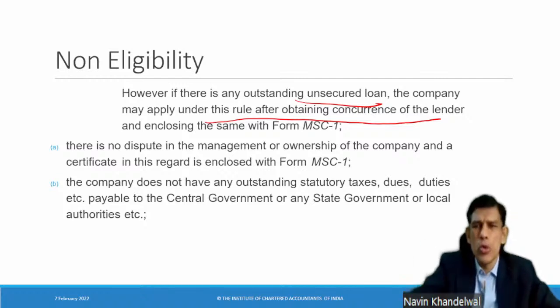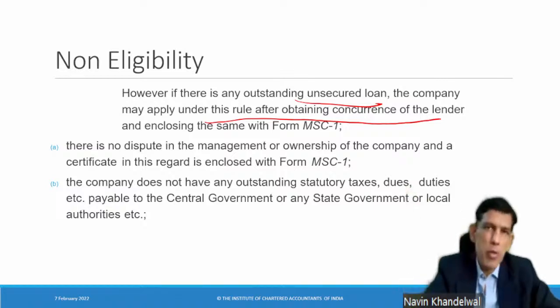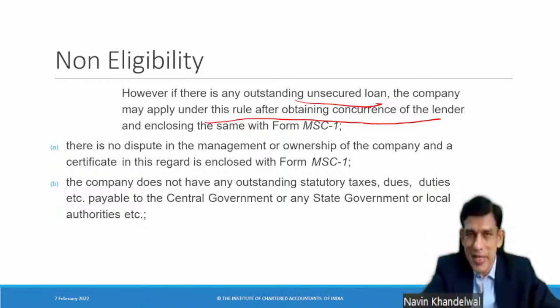You must have taken a loan, an unsecured loan, to purchase that land, or to incur expenditure on the R&D to develop that IPR. That might be a possibility. So there is an unsecured loan pending from the director, let's say. So you take a consent from that unsecured loan lender and file it along with the MSC form.